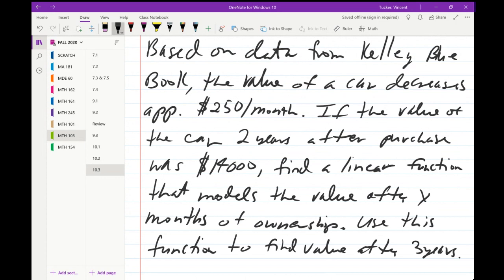All right, so I'll give you guys a chance to write this out, but based on data from Kelley Blue Book, the value of a car decreases approximately, I just did APP for approximately, $250 per month. If the value of the car 2 years after purchase was $14,000, find a linear function that models the value after x months of ownership. Use this function to find the value after 3 years.